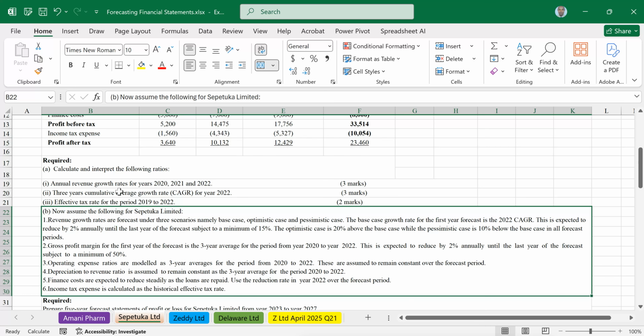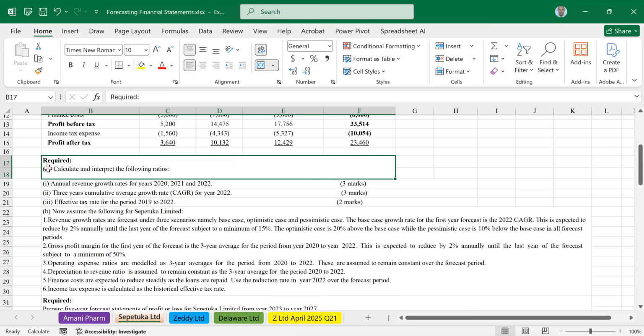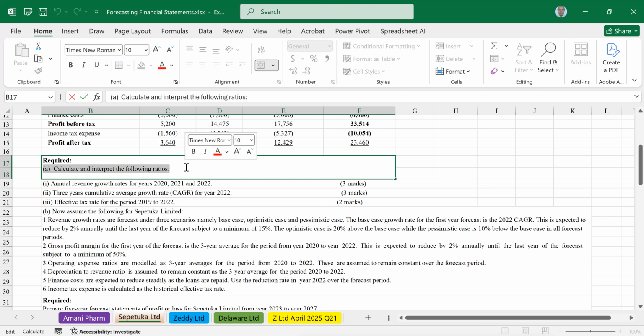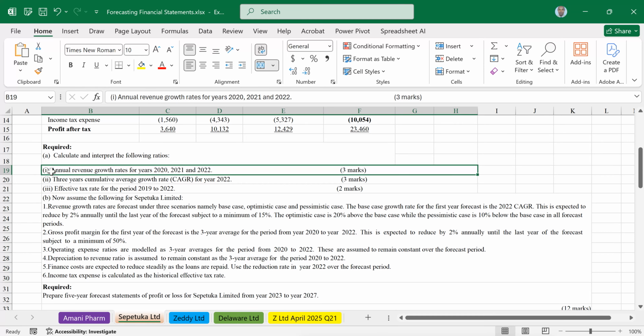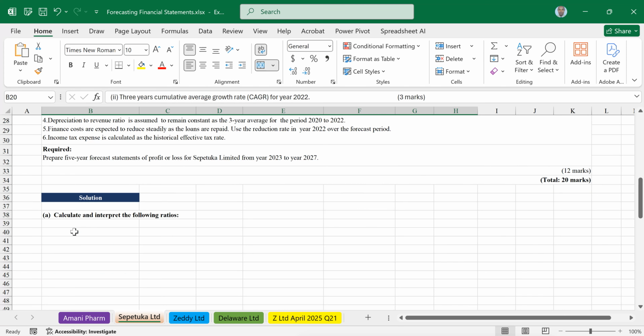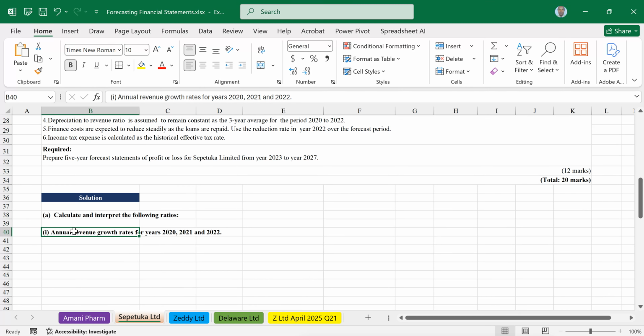Now we start with part A of the question, which is calculate and interpret the following ratios. Then the first one is the annual revenue growth rate for the forecast period. So that is Roman 1 of what they want us to get.